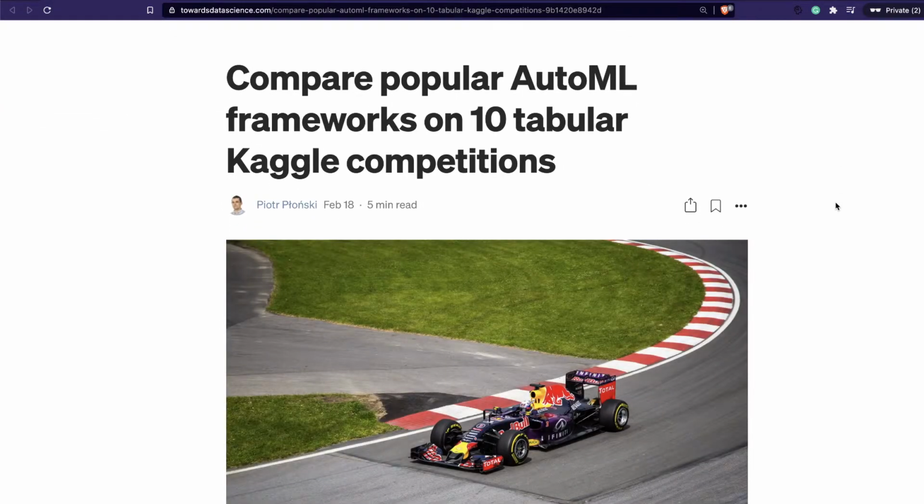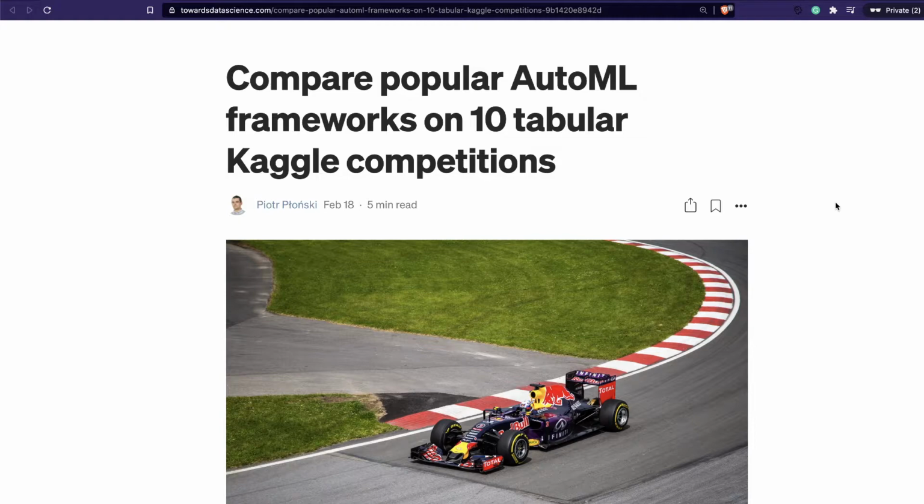AutoML, which stands for Automated Machine Learning, has become quite popular these days. There are a lot of companies that have raised a good amount of funding because they are building AutoML frameworks, and there are a lot of open source libraries also doing AutoML, automated machine learning.